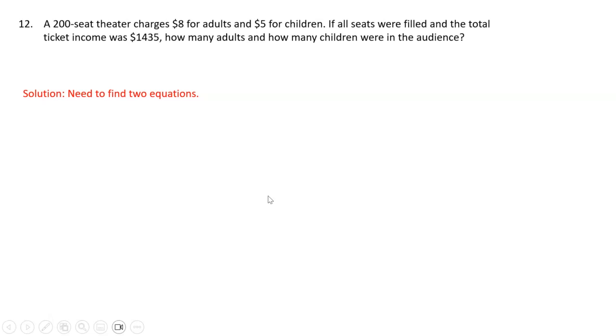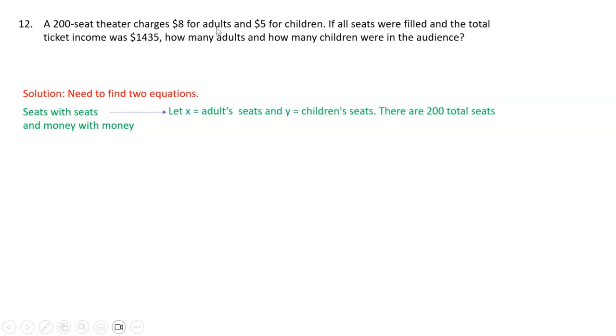Here's what I mentioned to my students: we're going to have people with people, or seats with seats, and money with money. So we're going to let X be the adult seats and Y be the children's seats, and there are 200 seats. So it's going to be X plus Y equals 200. That's my equation number 1.